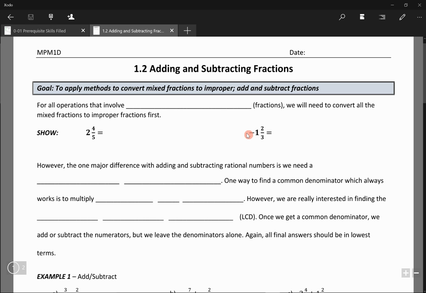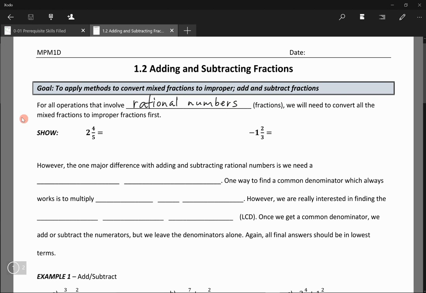Okay, so 1.2, adding and subtracting fractions. The goal here is to apply methods to convert mixed fractions to improper fractions and add and subtract fractions. For all operations that involve what we're going to call rational numbers, another way we can say a fraction is a rational number. So these are called fractions.